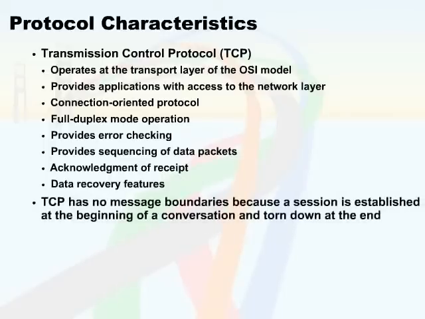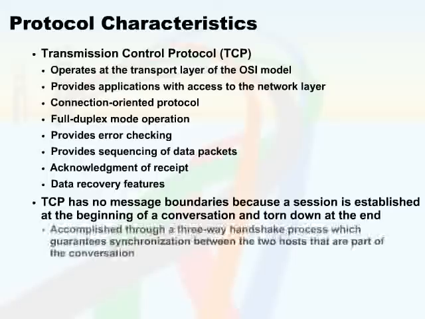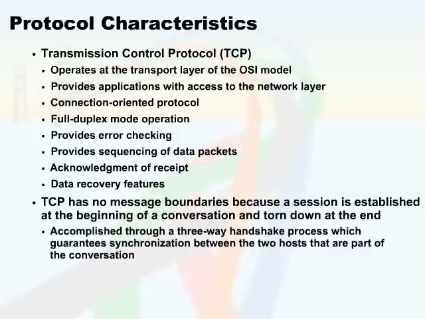TCP does not have any message boundaries because a session is established at the beginning of a conversation and the session is destroyed at the end. This is accomplished through a three-way handshake process, which guarantees synchronization between the two hosts that are part of the conversation. The hosts will then be able to send any amount of data inside of that conversation with no message boundaries whatsoever, and all of the data packets will be acknowledged. They'll be able to operate in full duplex, and packets can be received out of sequence during that conversation and can always be resequenced by the receiving hosts.